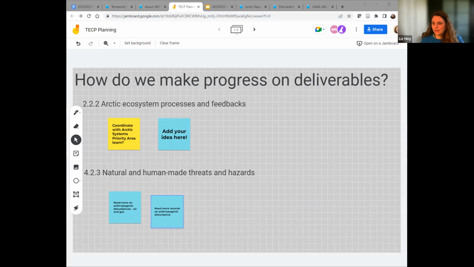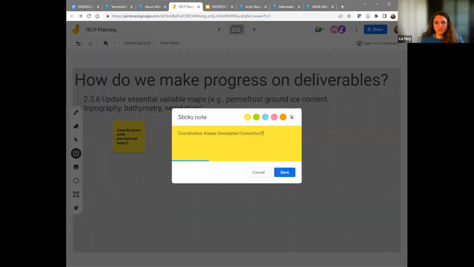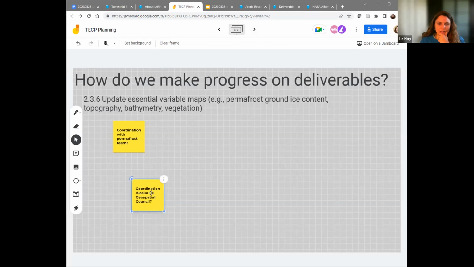Oh, and Aaron, I see your chat, Alaska Geospatial Council should have those maps. I guess you're talking about maybe this last one, yeah. I think it's the council that Leslie Jones runs, that's the state. I don't know what the Geospatial Consortium is, if that's something else. But yeah, that's a federal state collaborative group.